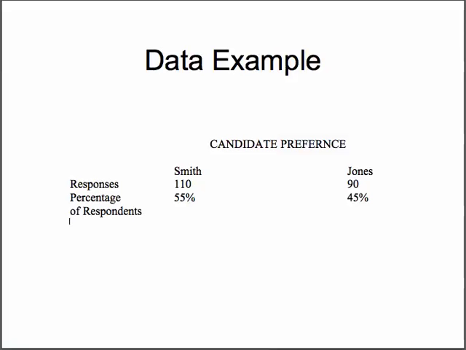Let's go through an example. Let's imagine that two candidates, Smith and Jones, are running for election, and a sample of likely voters has been asked their views of the two candidates. The results of the 200 voter sample are as follows. The first cell is for Smith, and the second cell is for Jones. Smith receives 110 votes of support. Jones receives 90 votes of support.